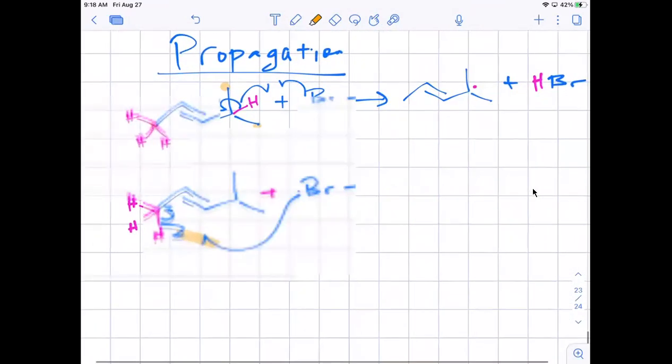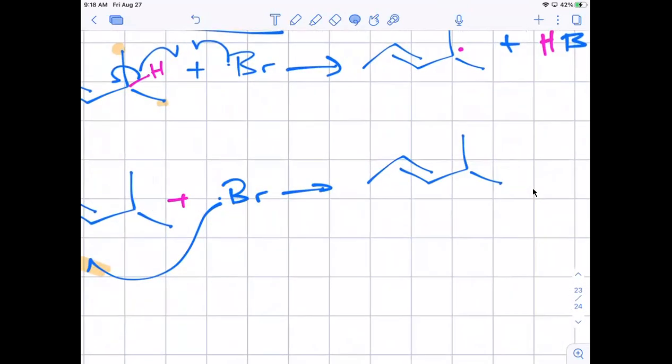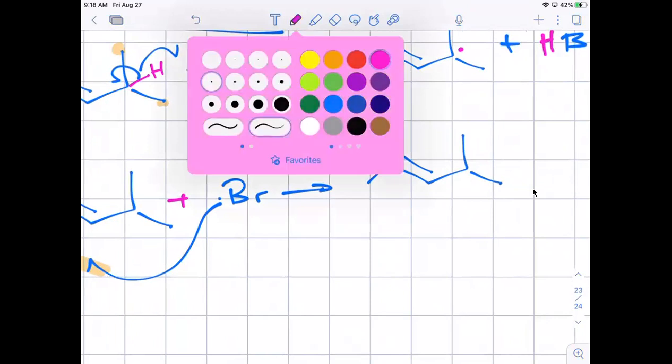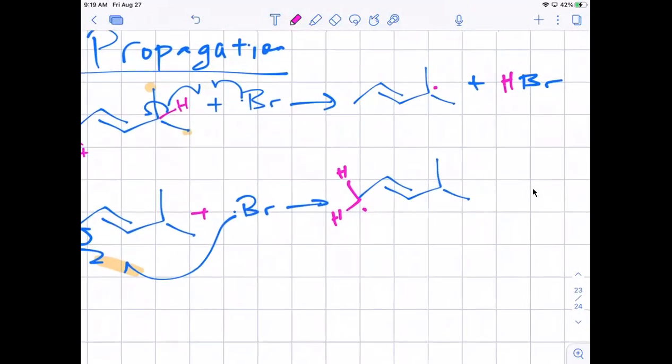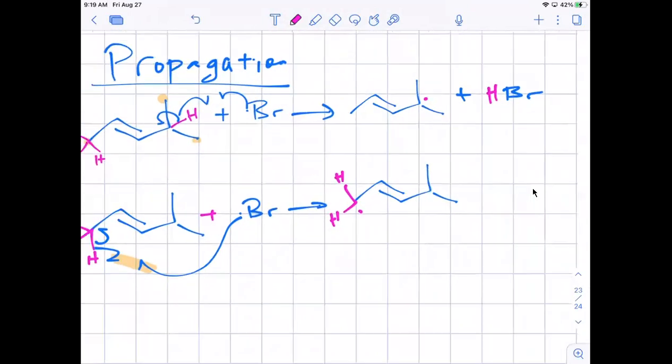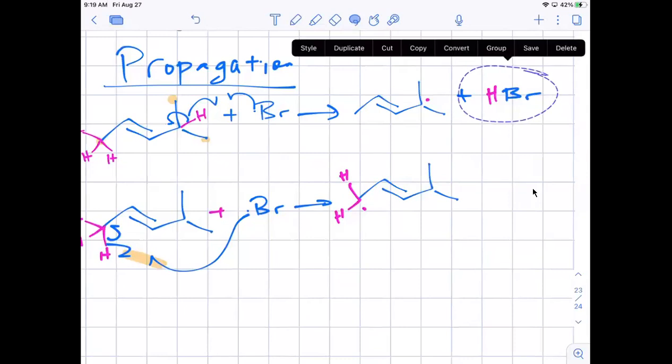All right, so then we're going to take, I'm going to copy that. Actually, I'll just put the other one back. So now where's my radical going to be? Right here, isn't it? On that carbon. Is that right? Yes. And there's going to be plus HBr, right? Yes.